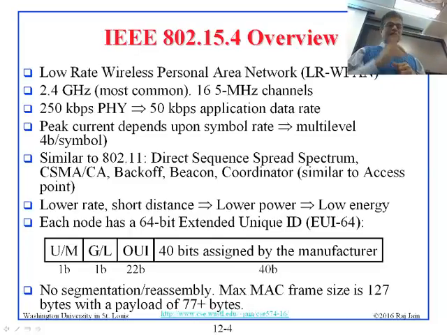And the first bit, if it is zero, that means unicast. One means multicast. Okay? Second one is global or local.